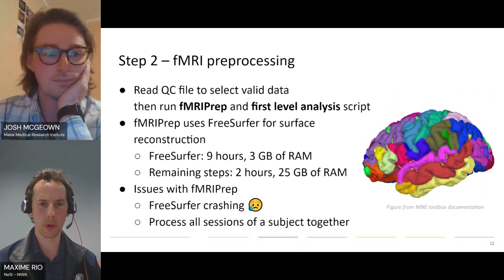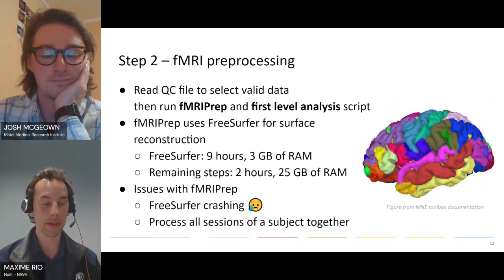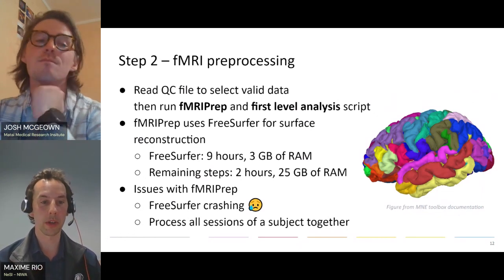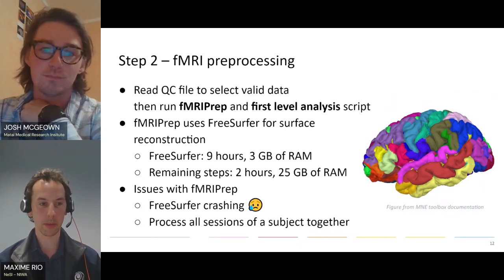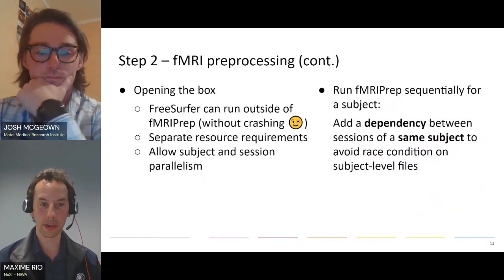in very weird ways that we have not yet resolved, and we were not the only ones having this issue. And the final thing is fMRIPrep actually only processes data at the subject level. So you can't really go down to the session of a subject level. And this is something we wanted to address, again, to maximize parallelism. Next slide, please. How do we tackle that?